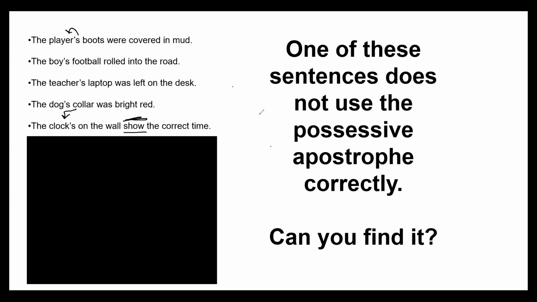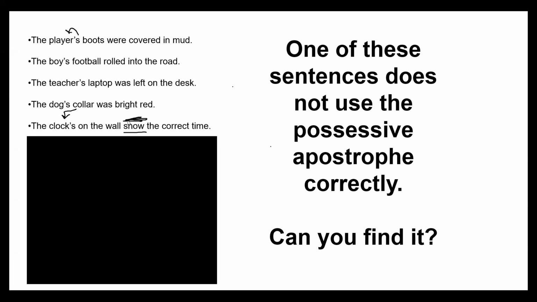We could change the whole sentence, and you're correct. But I'm now going to push you further, guys. What if I don't want to change the whole sentence? What if I want to keep show exactly as it is, but only focus on the word clocks? Can I do anything to that? Scarlett? You just take away the apostrophe. The clocks on the wall show the correct time. Perfect. That's it. Fantastic.